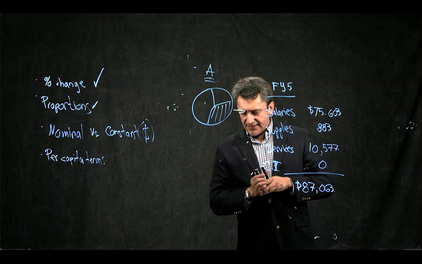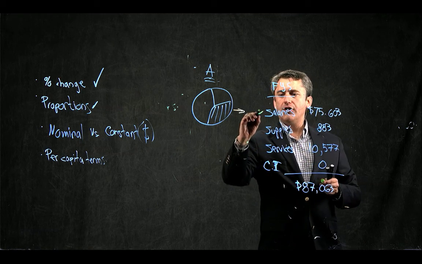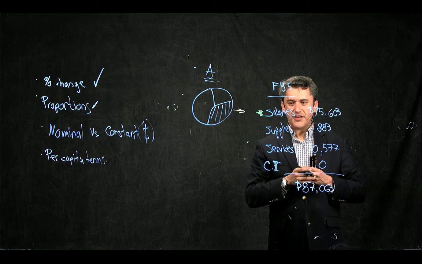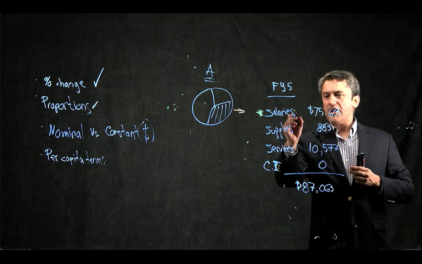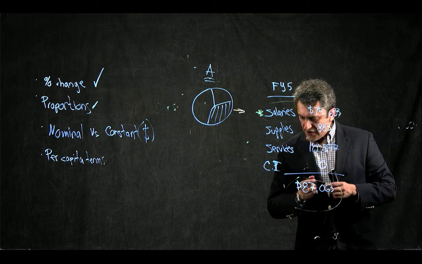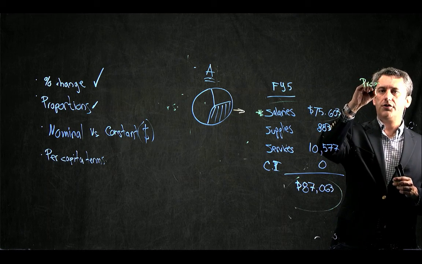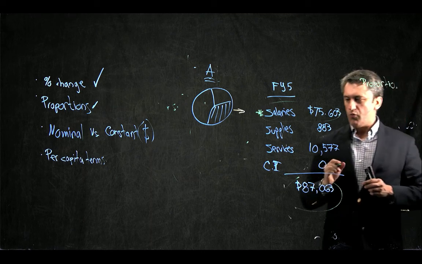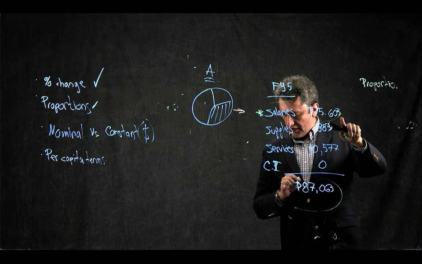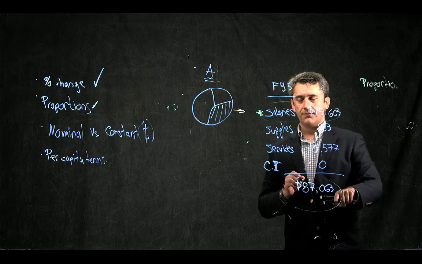Once they give us that scenario, they're telling us we want to know, for example, the proportion of salaries compared to the total. Well, once you have this information, it looks very straightforward. If they want to know the proportion of salaries to the total, what we need to do is just estimate the proportion here. So what we want to know is what is the proportion of $75,603 compared to $87,063, which is the total.